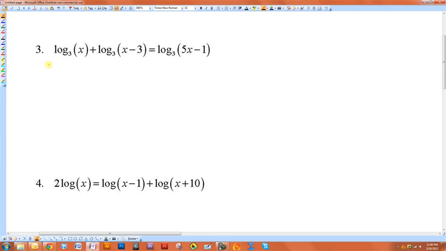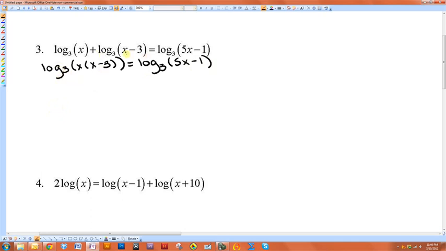Okay, now this one isn't actually as bad as it looks. A lot of students freak out once they see a base other than 10 or e, but it uses the same rules that log base 10 and log base e use. If you have two logs being added together and they have the same base, then you can actually multiply the stuff inside of them, and combine it into one log.